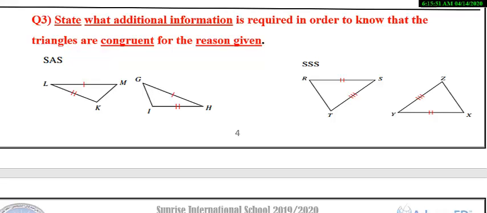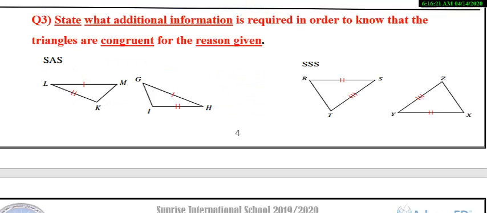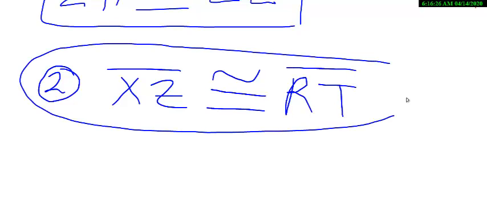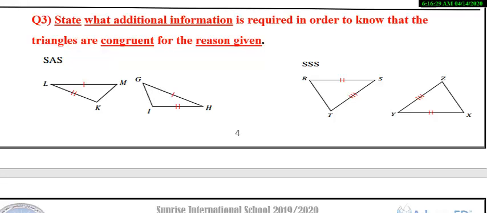In the second part of the question, to make sure that the two triangles are congruent by the postulate, which is SSS, the side XZ should be congruent to the side RT. So I have to write this down: XZ should be congruent to the side RT. And this will complete the answer for the second part of the question, to make sure that the two triangles are congruent by the SSS.